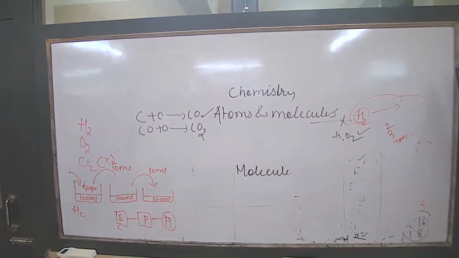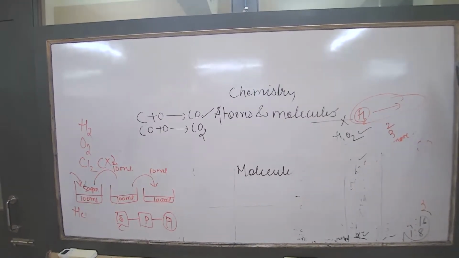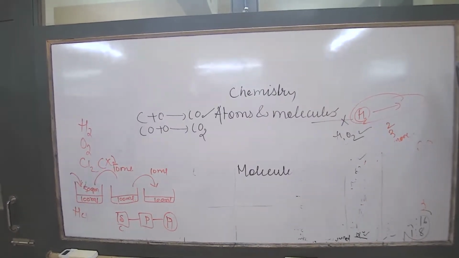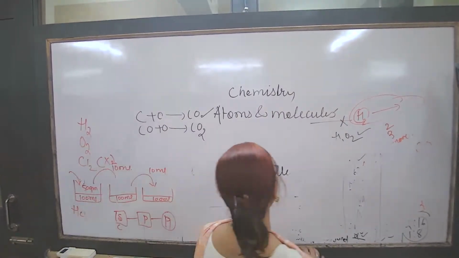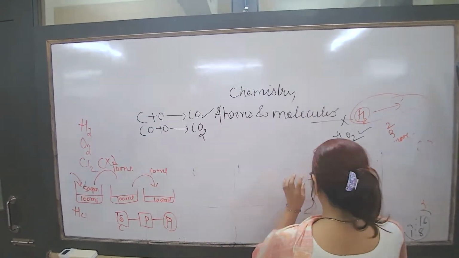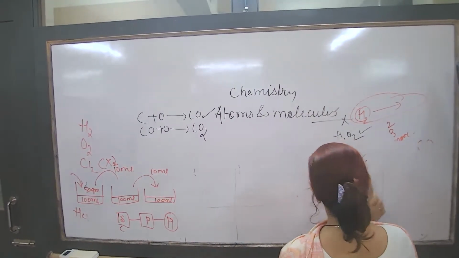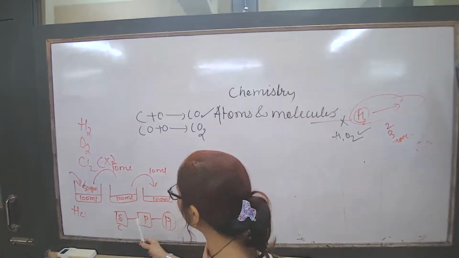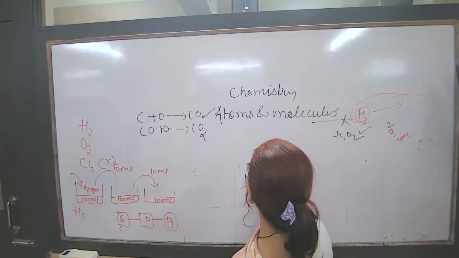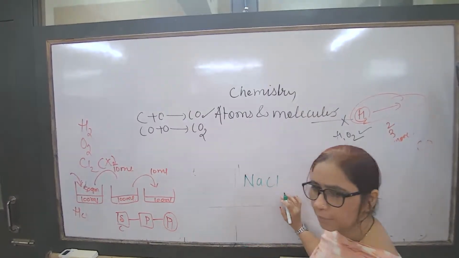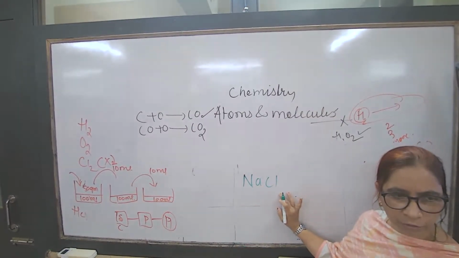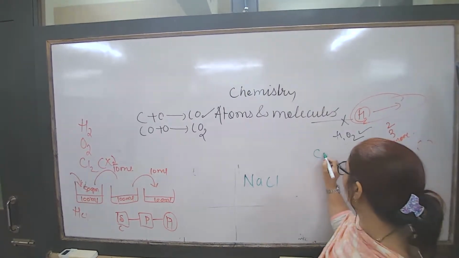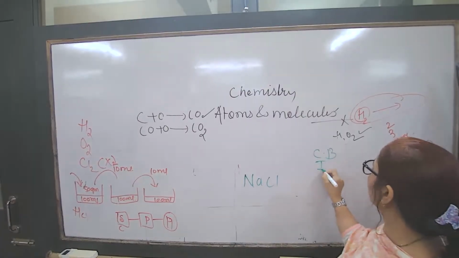Now in this, the first sentence is given: a compound is composed of metal and non-metal. For example, if you are taking the compound NaCl, in this NaCl, it is formed by which chemical bond? Which bond does it contain? Whether it contains a covalent bond or an ionic bond?